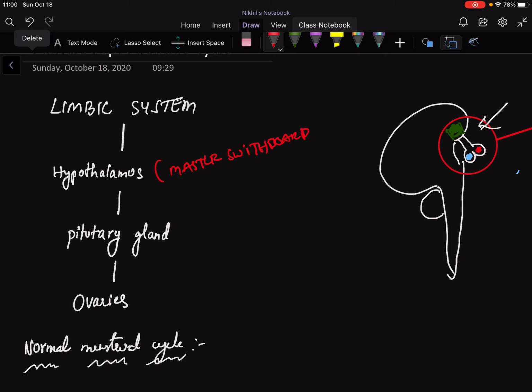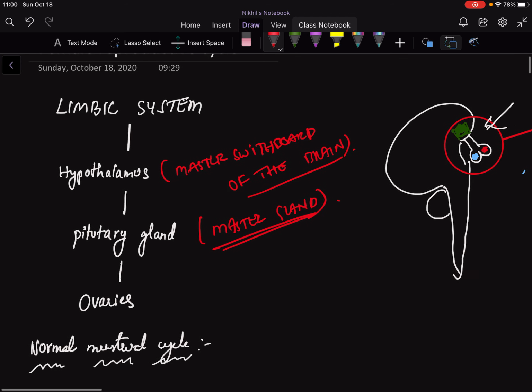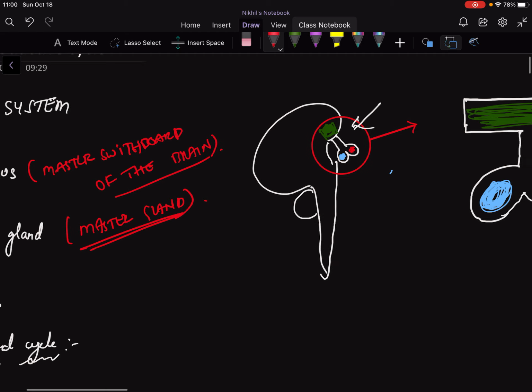Since it acts like a switch to switch on and off the pituitary gland, and the pituitary gland is called the master gland of the brain. So you have to remember this one. Master switchboard is hypothalamus and master gland is the pituitary gland. The pituitary gland will release two hormones named FSH and LH, which stand for follicle stimulating hormone and luteinizing hormone, which will work on the ovaries, which will lead to the cycle of the reproduction.